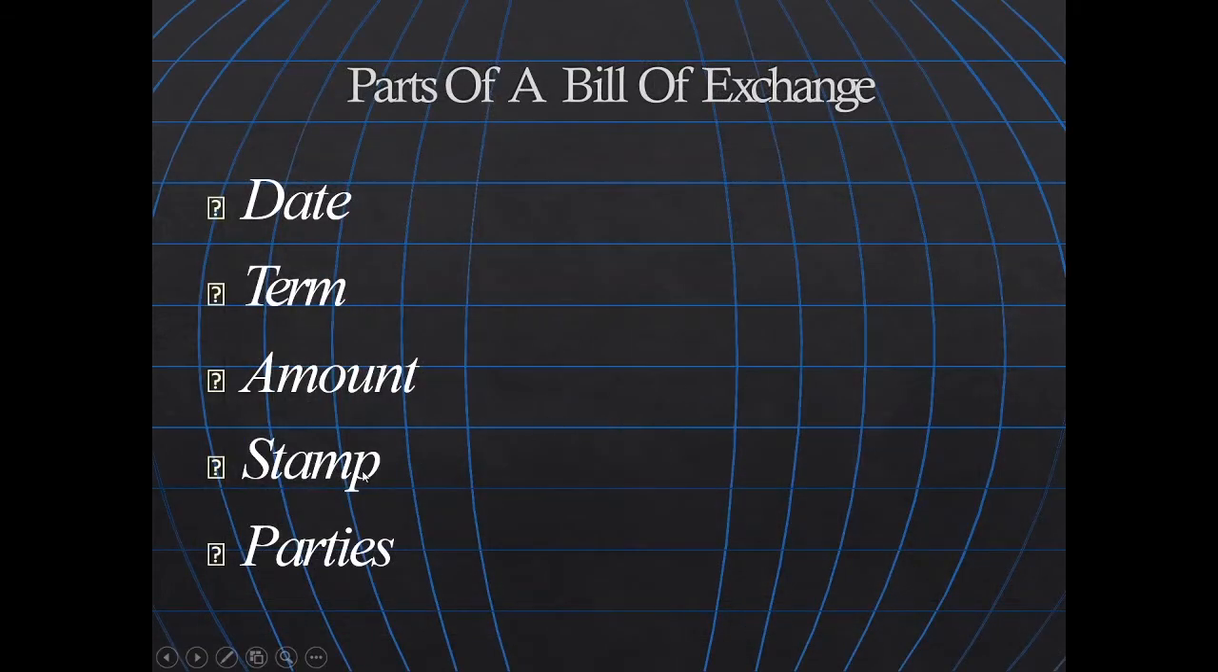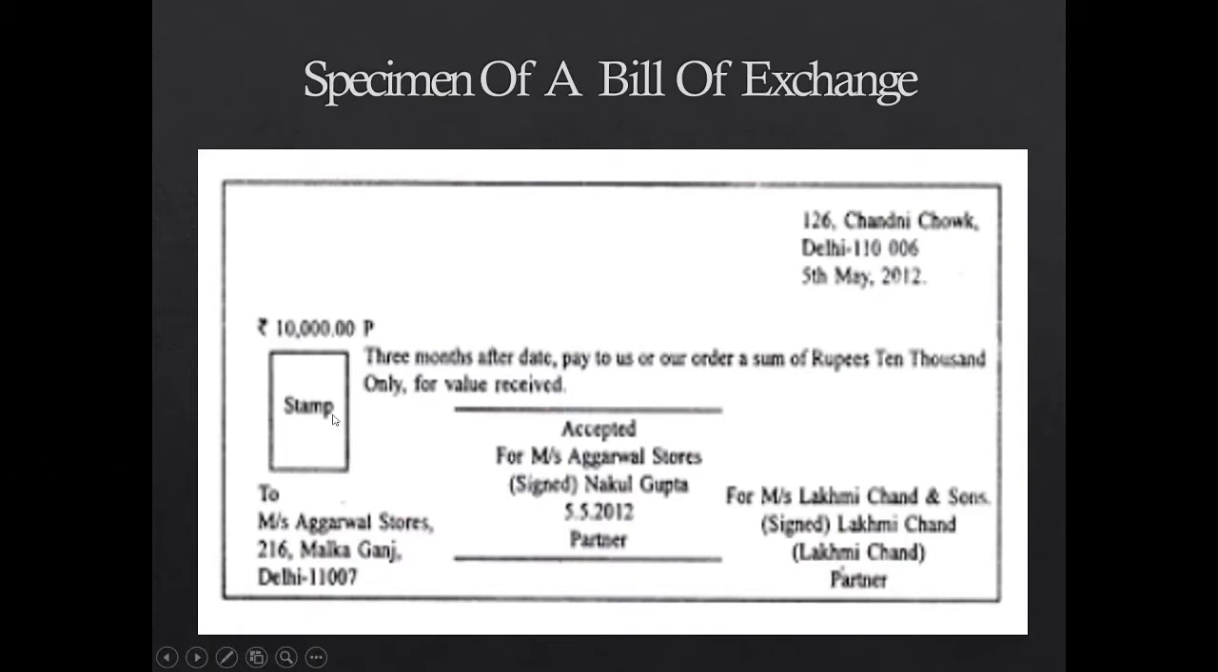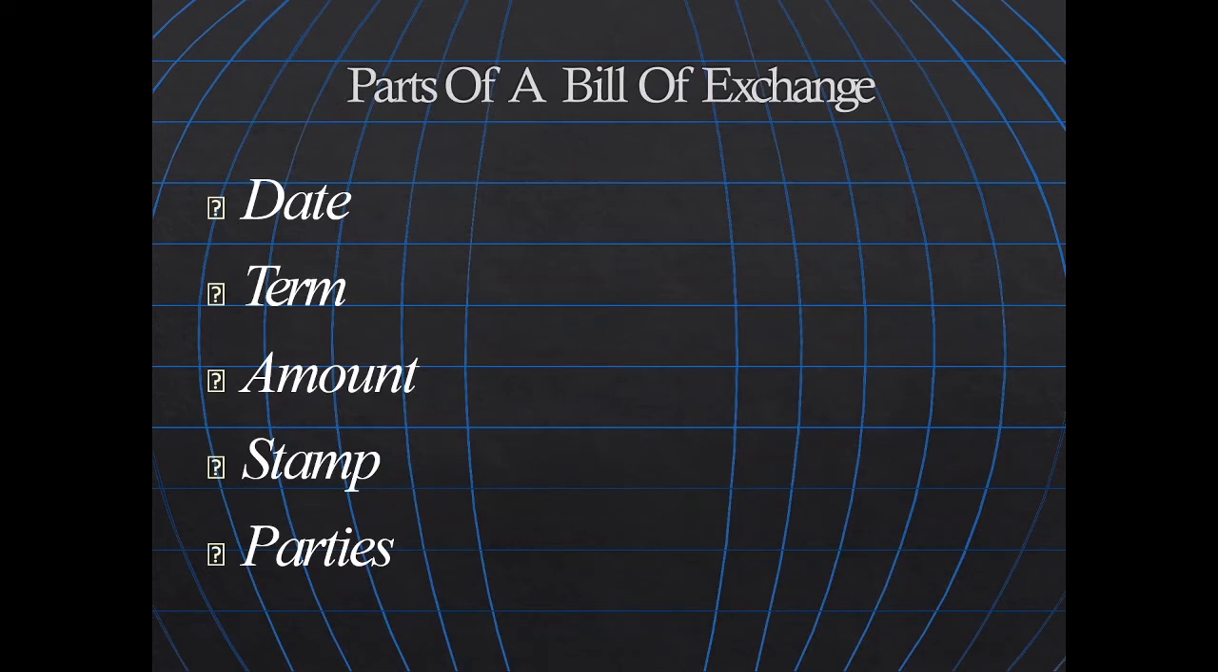Another one is the stamp. Parties: look at the stamp here. Parties is the acceptor. Another one is the drawer. These are the contents of the bill. So date, term, amount, stamp, and parties. These are the contents of the bill. Compulsory, these have to be there on the bill.